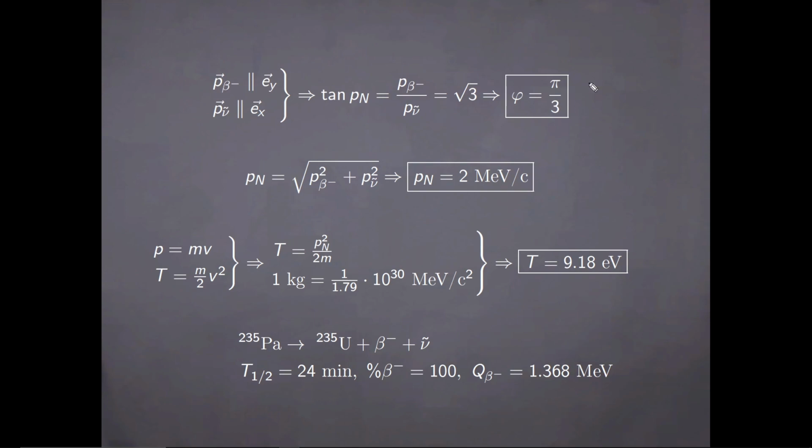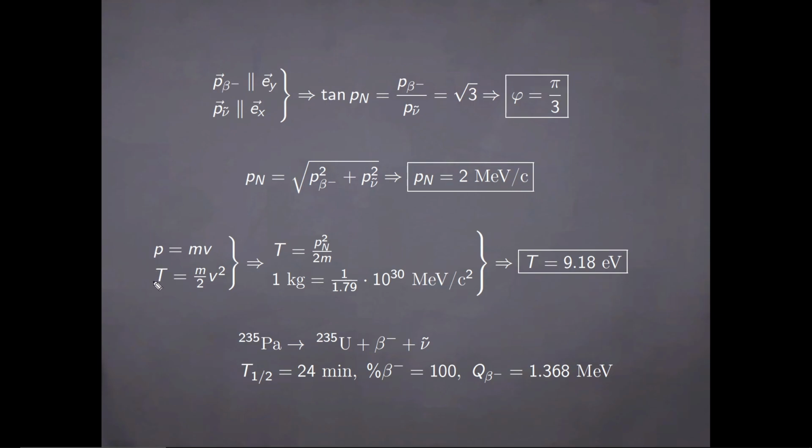So for this angle, it's not going like this. If you have a coordinate system here, x and y, let's say it's not going that way, but it's going this way. In any case, to calculate its magnitude, over here we simply used the conservation of linear momentum for the vector quantity, and now we are using the conservation of its magnitude. So its magnitude is just the square root of the sum of the squares of the two linear momenta, and the result is 2 MeV over c.